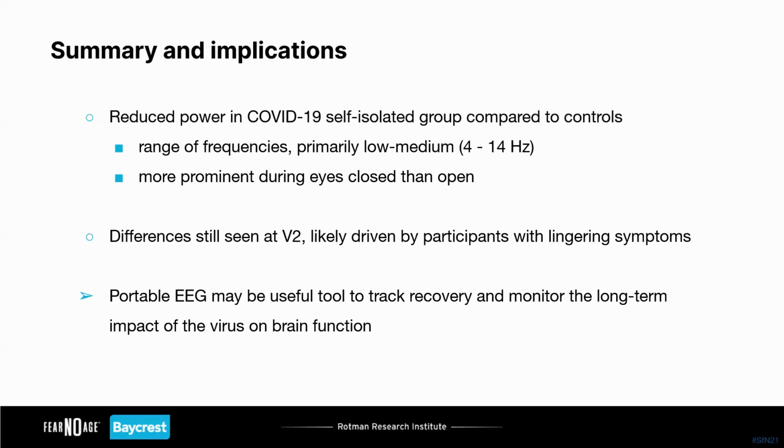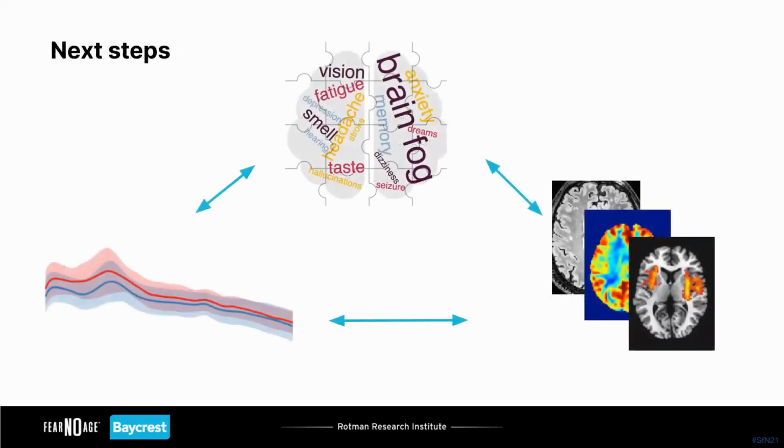I think one interesting takeaway from here, for me at least, for us, is that portable EEG may be a useful tool to enable tracking recovery and monitoring long-term the impact of the virus on brain function. And so again, for the next steps, as Will mentioned, we are very interested in looking at the relationship between symptoms and cognitive function, and brain structure and function, as well as EEG.